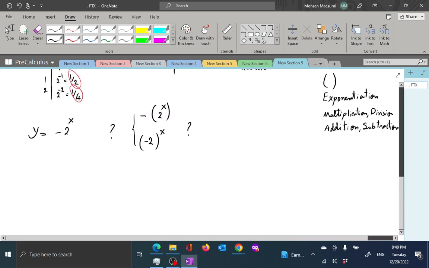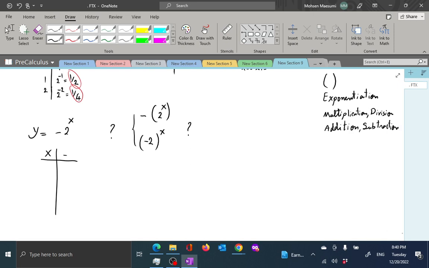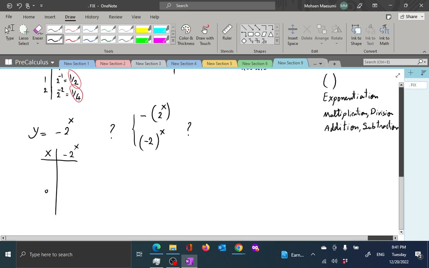So when I want to make a table, I am clear as to what's happening here. Y equals minus 2 to the power of x. Let's put 0, 1, 2, minus 1, minus 2. 2 to the power of 0, so I have minus 2 to the power of 0. This is minus times 1. So I get minus 1. Okay? Minus 2 to the power of 1. Well, that is minus times 2, which is minus 2.